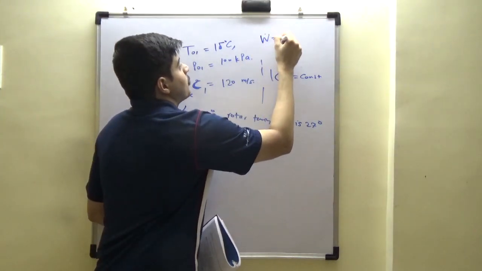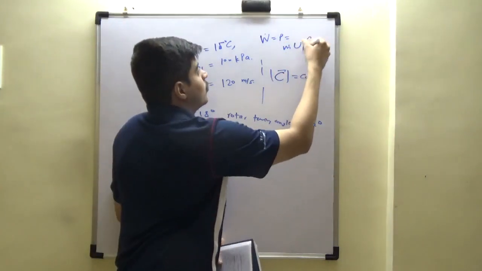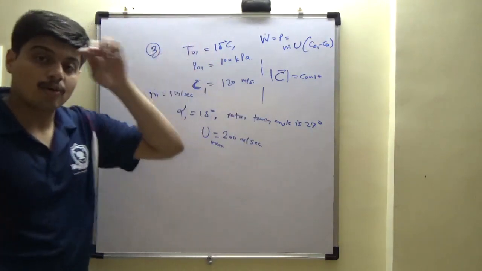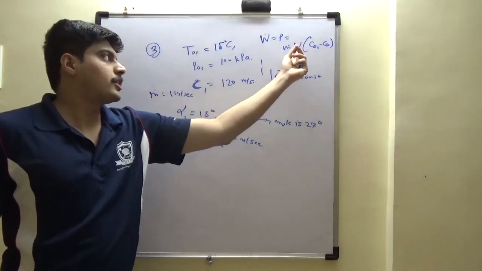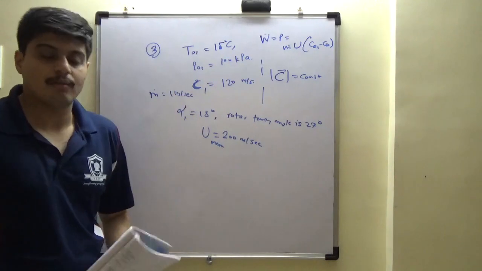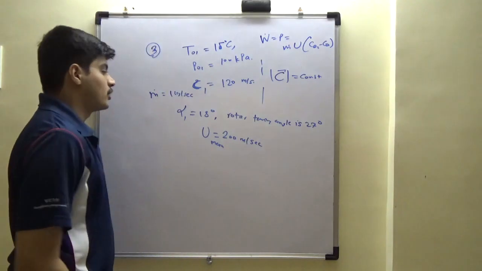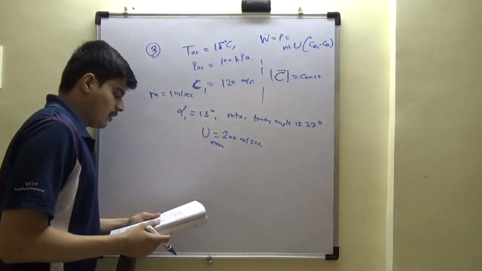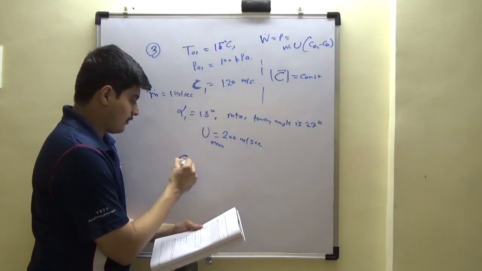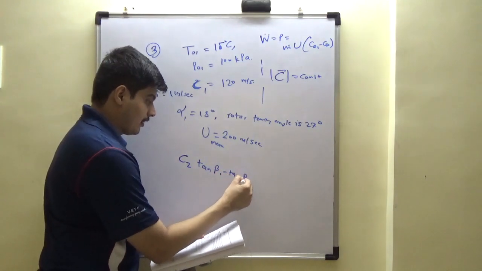Work done or power is m dot into U into c theta 2 minus c theta 1. Immediately I wrote this formula. How? Momentum change into rotational speed. Do I have this? Yes. Do I have this? Yes. What don't I have? This, which means I need to find this. Now the absolute component is given. I also know that c theta 2 minus c theta 1 can be written as cz times tan beta 1 minus tan beta 2.